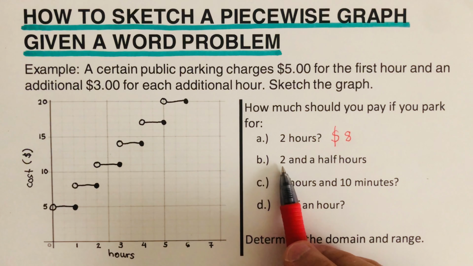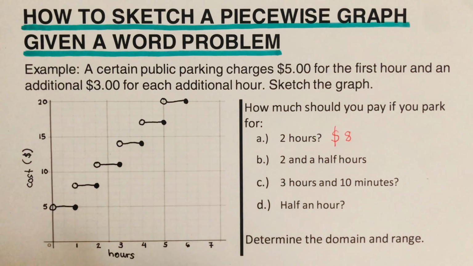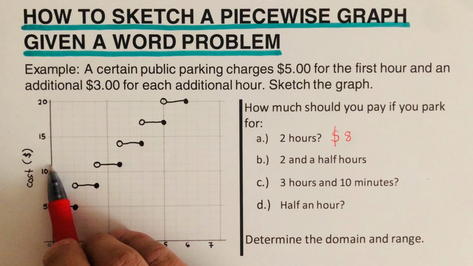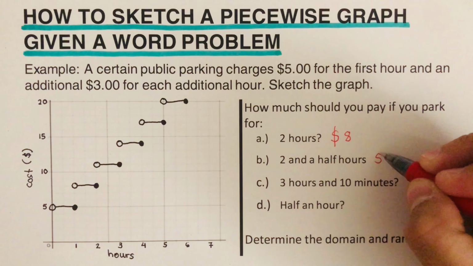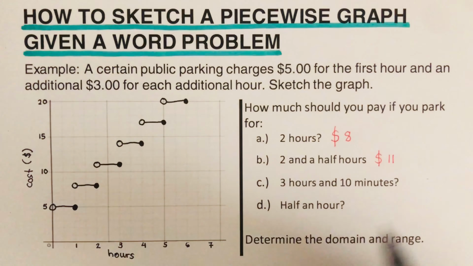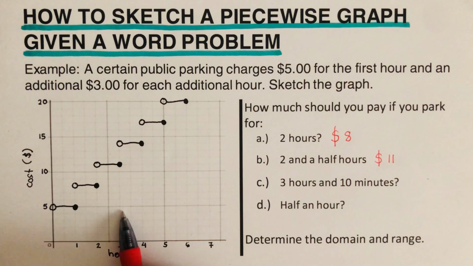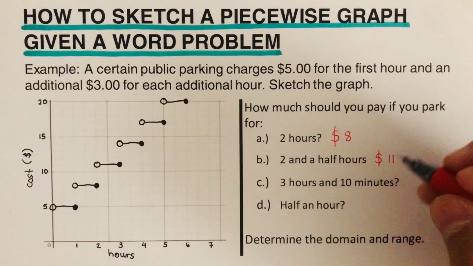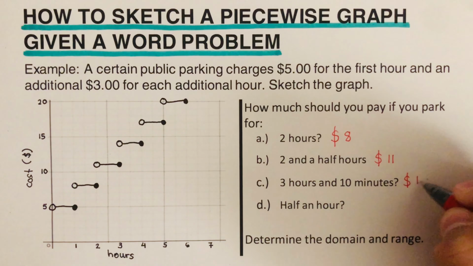And then for letter B, 2.5 hours. So 2.5 would be here. So let's trace it. It's going to be $11. So this is going to be $11 right here. And then for 3 hours and 10 minutes, that is somewhere around here because this is 3 hours and 30 minutes. So we trace it up. It's going to be $14. So I'm just going to go ahead and write $14 for this.